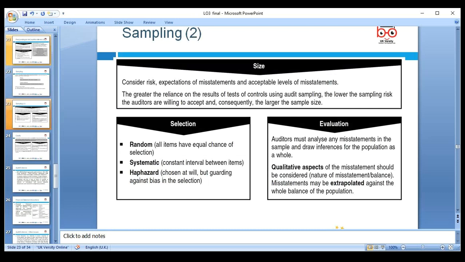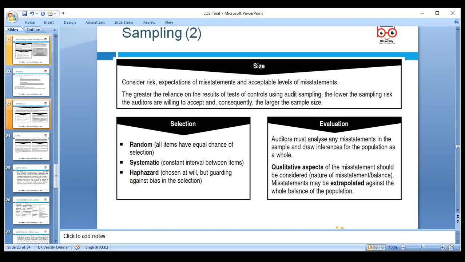Okay, sampling. Consider the risk, expectation of misstatement, and acceptable level of misstatement. The greater the reliance on the result of the test of control using audit sampling, the lower the level of sampling risk the auditor is willing to accept, and consequently the larger the sample size. So selection methods are random, systematic, and haphazard. Random: items have an equal chance of selection. Systematic: a consistent interval between the items chosen. Haphazard: chosen at will, while guarding against bias in selection. So the auditor must analyze any misstatement in the sample and draw inferences for the population as a whole.